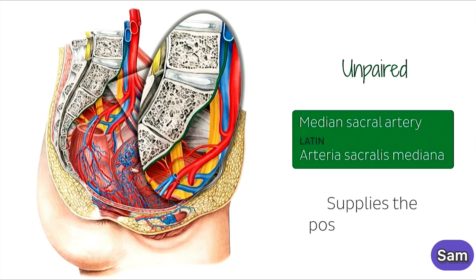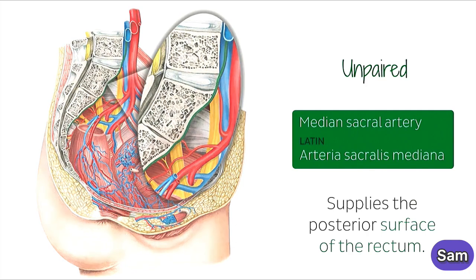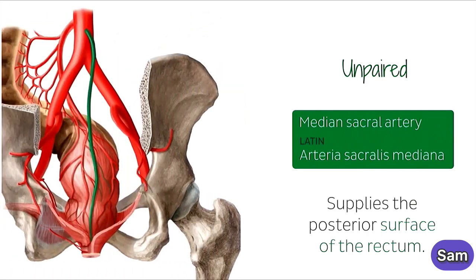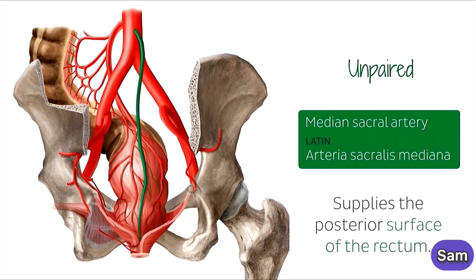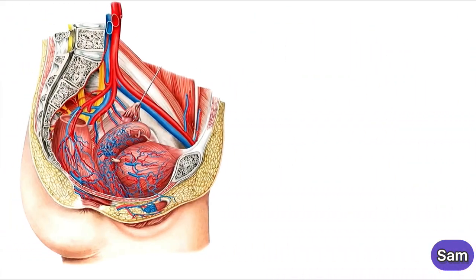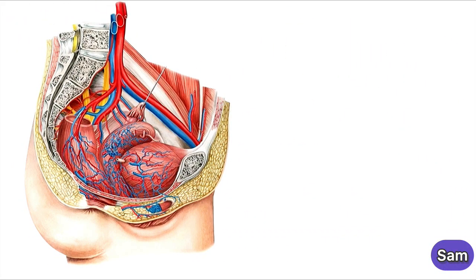Its branches supply the posterior surface of the rectum. It also anastomoses with the iliolumbar artery and the lateral sacral arteries. In the following image, we can see the median sacral artery. It's arising from the abdominal aorta here and travels down to supply the posterior surface of the rectum. We have now covered the anterior and posterior divisions of the internal iliac artery.